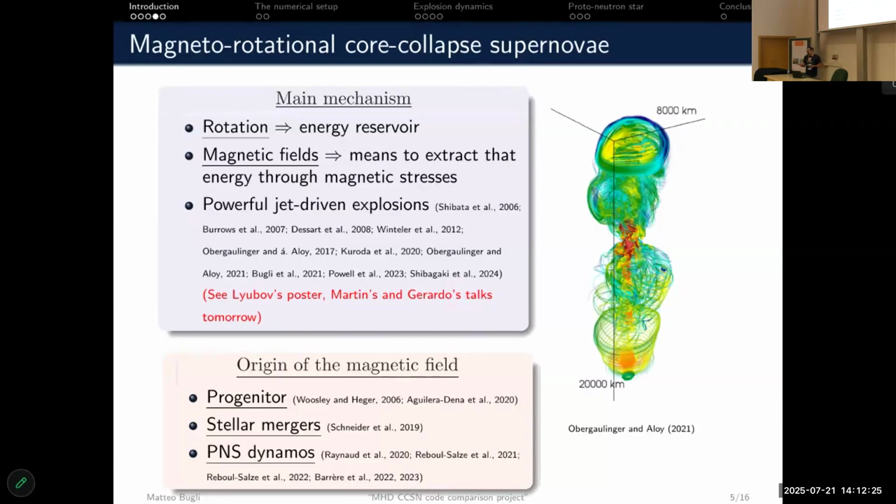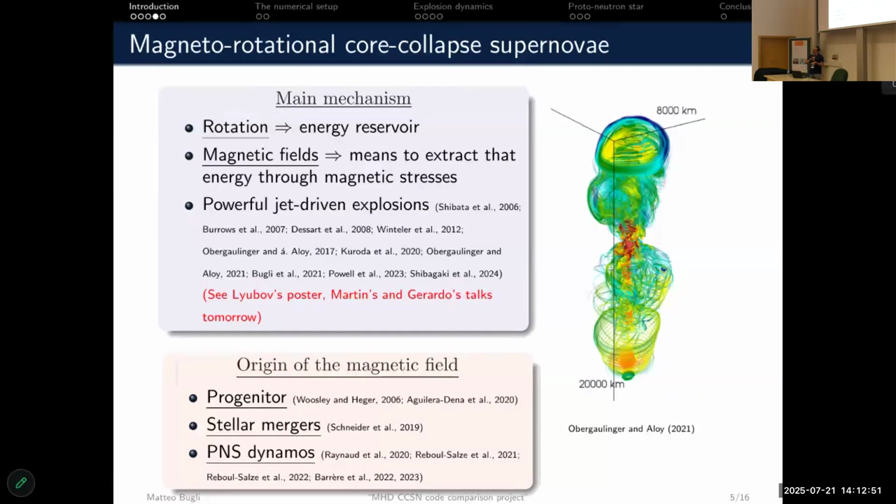And we know now, for almost 20 years, that we can reproduce numerically these bipolar outflows from such extreme conditions of fast rotation and strong magnetic fields. Watch out for Lyubov's poster, which is going to be presented fresh tomorrow, and also a couple of talks by Martin and Gerardo tomorrow talking about exactly this kind of modeling and sources.